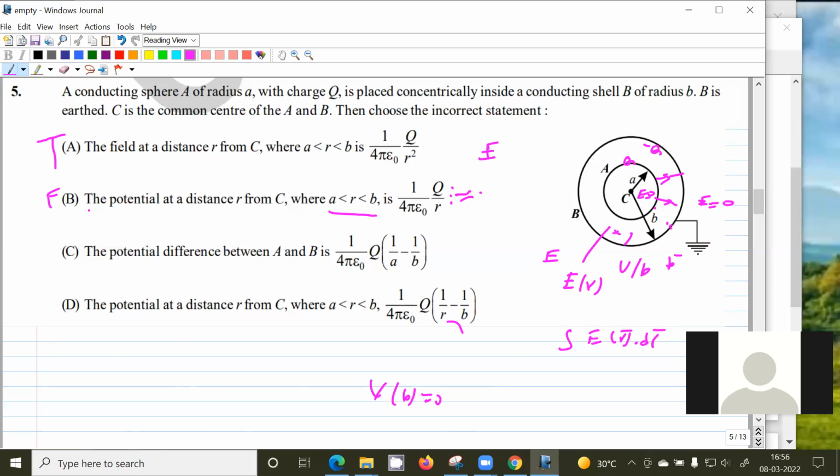Sir, they have mentioned R is less than B and greater than A. It is correct only, no? Q by 4 pi epsilon naught, or it is like a potential for a point charge. No, that's only for finding the electric field. How many times shall I tell you? No, you told me for potential also. You check your notes, sir. That's a mistake then.